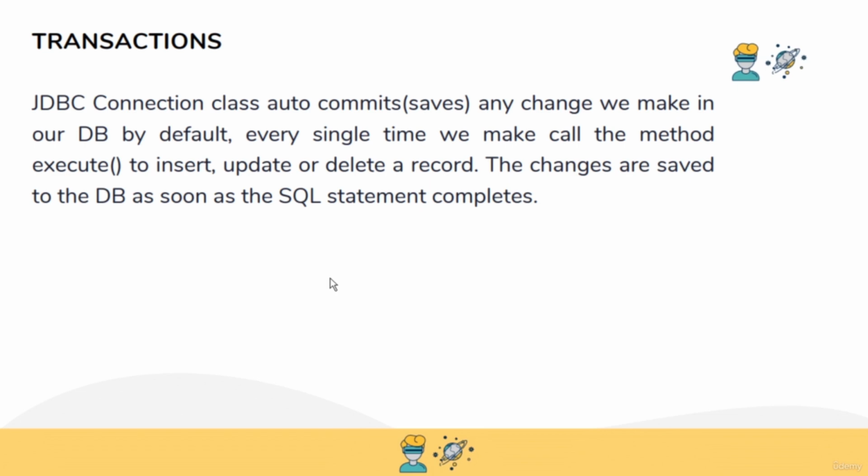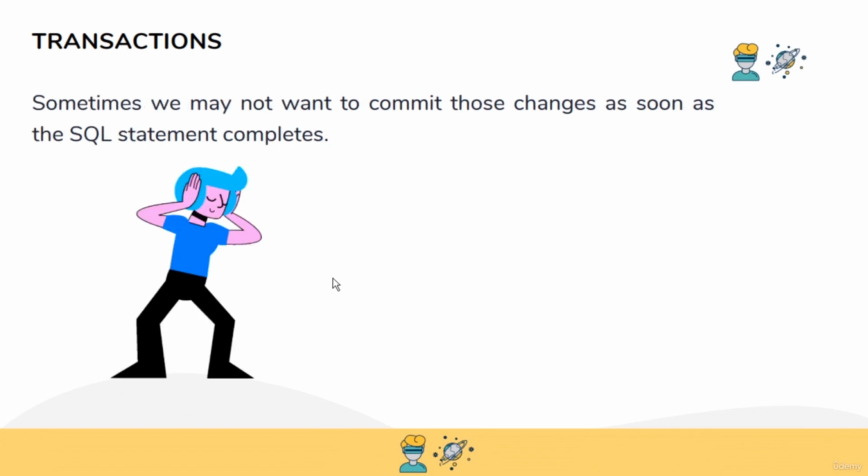The JDBC connection class auto-commits, or saves, any change we make in our database by default. Every single time we call the execute method to insert, update, or delete a record, the changes are saved to the database as soon as the SQL statement completes. Sometimes we may not want to commit those changes as soon as the SQL statement completes. But if we use JDBC by default, it will do that for us.